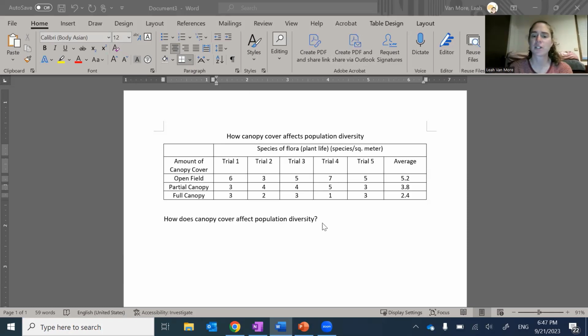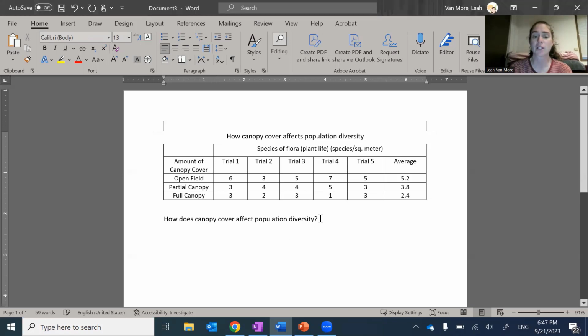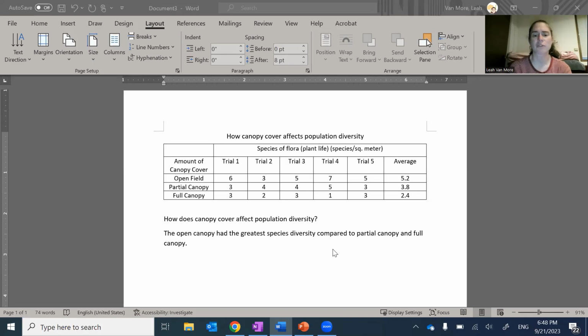I added in a question here just to help, so you have that there. I also realized I didn't add in units here, so I added that as well, species per square meter. But again, if I want to answer this question clearly and directly in a way that I don't even need the question, I would say that the open field had the greatest species diversity compared to partial canopy and full canopy. So now I have that sentence written down.